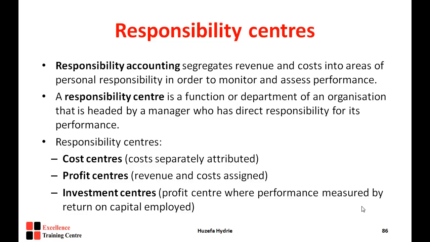working in the organization. Now, responsibility center. The division in which you are dividing your organization, or for which a manager is responsible, an area of responsibility for a manager, will be known as a responsibility center. So a responsibility center is a function or a department of an organization that is headed by a manager who has direct responsibility for its performance. So the manager would be held responsible directly for the performance of his area.